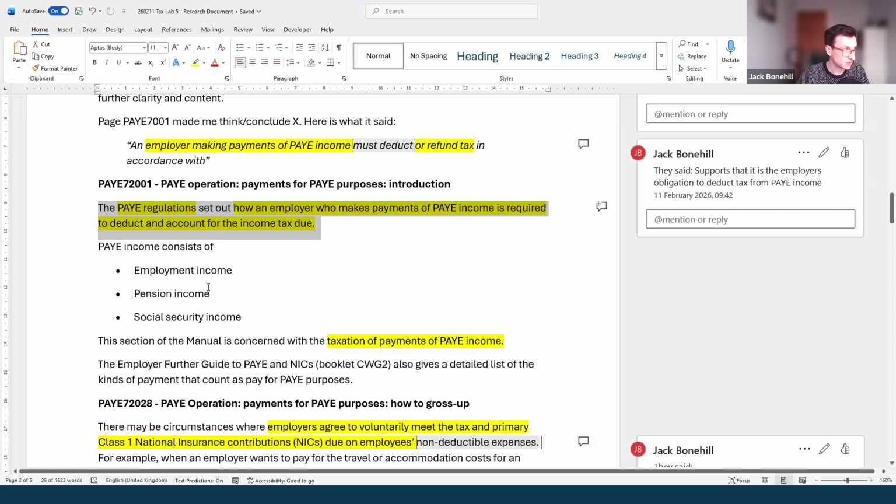But what I don't know is why they've highlighted that. Do they think it's relevant? Why do they think it's relevant? Right now, without going and asking that question of them, I don't know that. I can assume or try and guess, but I don't know. So they can just remove that ambiguity by just telling me. This bit seems completely irrelevant, so that could be deleted and shortened. This section of the manual is concerned with the taxation and payments of pay-as-you-earn income.